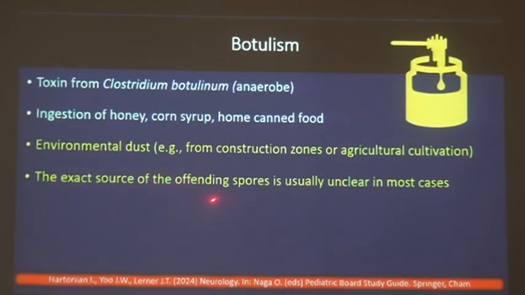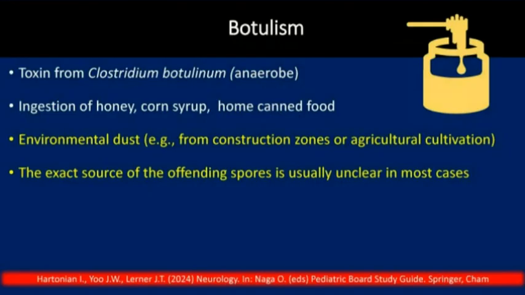The exact source of the offending spores is usually unclear in most cases. That's why some may delay the diagnosis, because the history didn't say that the child was exposed to something. Why corn syrup? Corn syrup, also any syrup, sometimes has some spores or contamination, or canned food. Any canned food for adults may have spores.